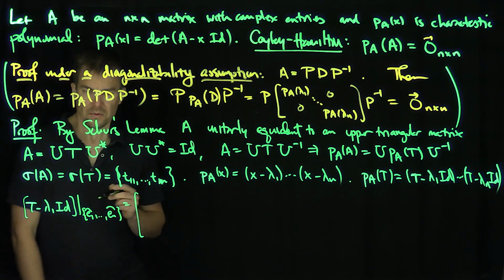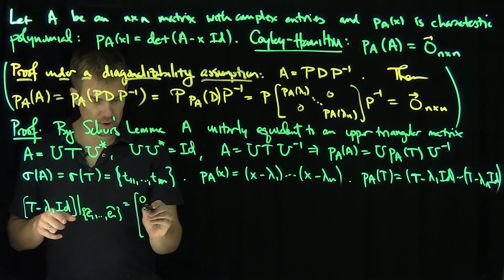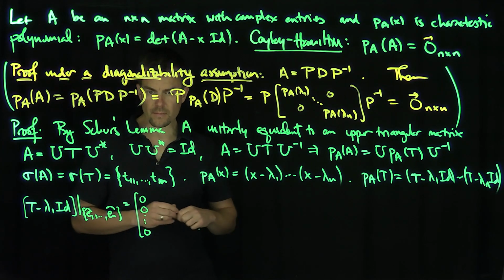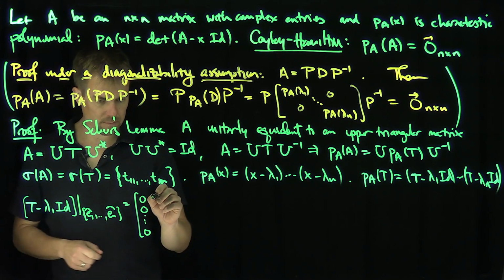What's it going to look like? Well, I know that T11 is lambda 1, so this first whole column over here is going to be all zeros, right? And then what's going to happen over here? It's upper triangular, so I don't know. There's something non-zero over here. Let's call it maybe like an A.